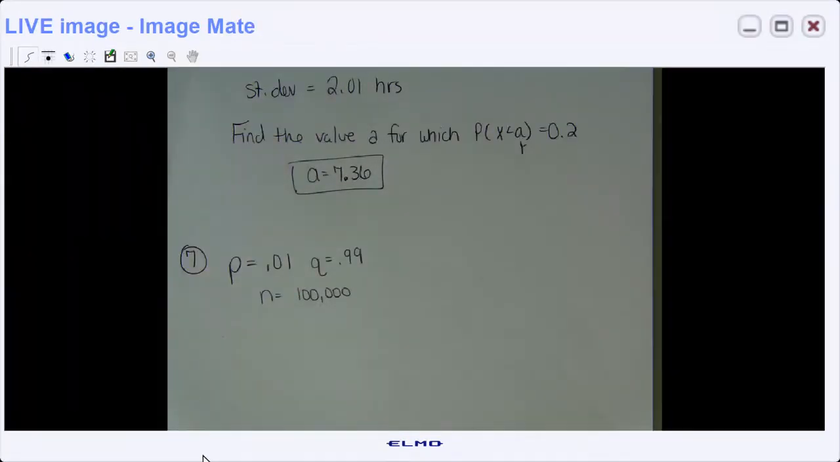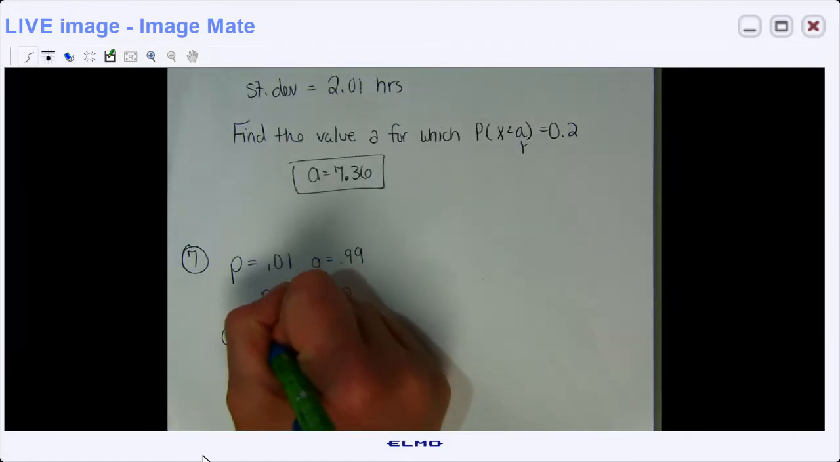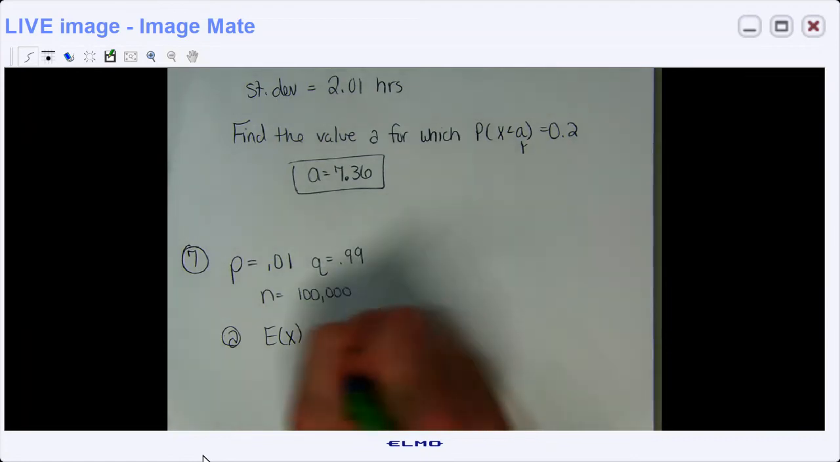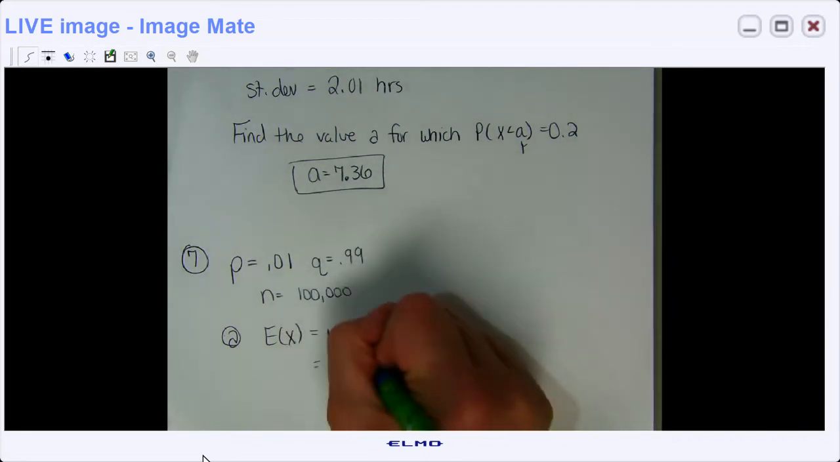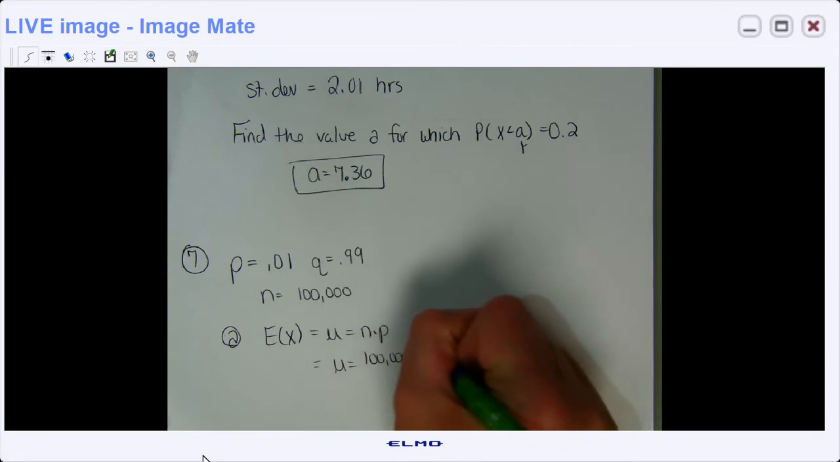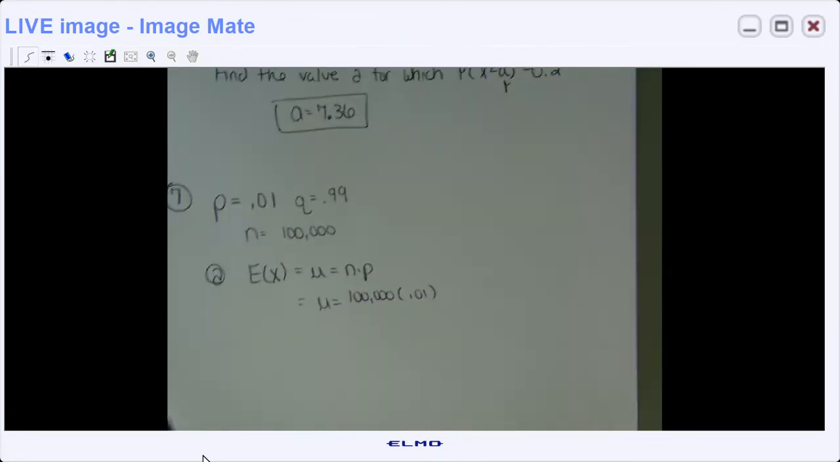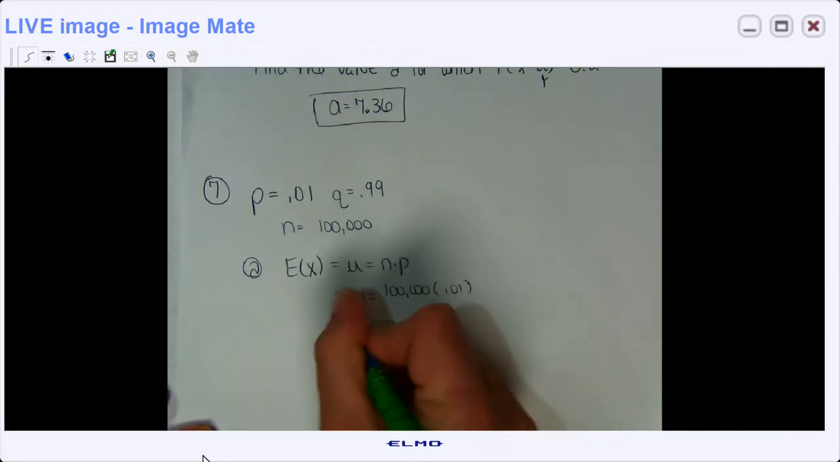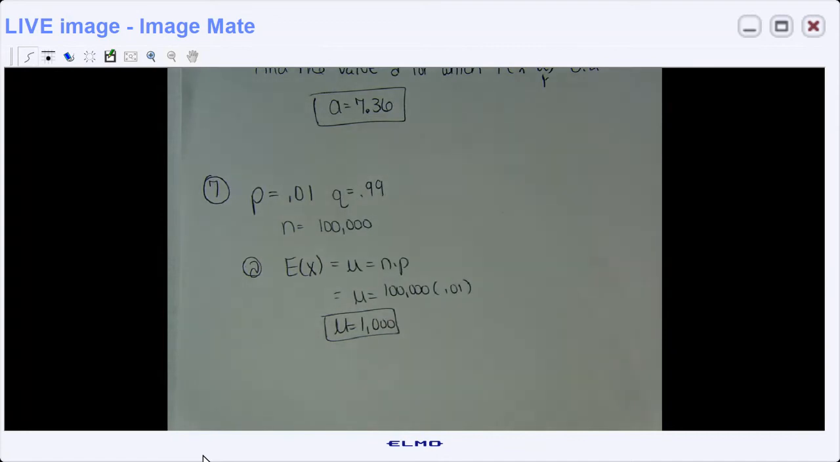I also know that I'm going to need my mean because the first question says to find E of X, and E of X is your expected value, which is also equal to your mean. So E of X is going to be N times P. That's going to be 100,000 times 0.01, and that should give us 1,000. So that takes care of part A.